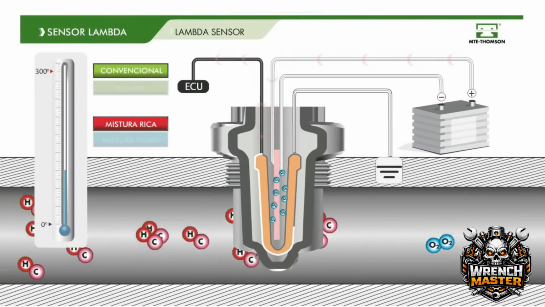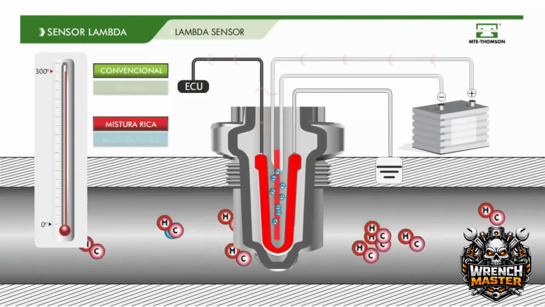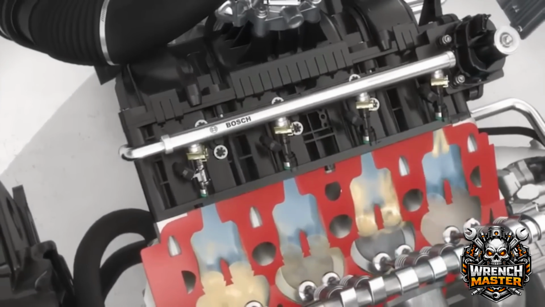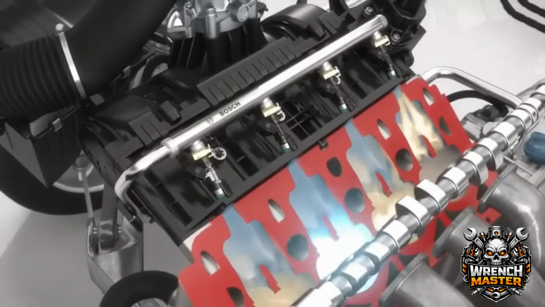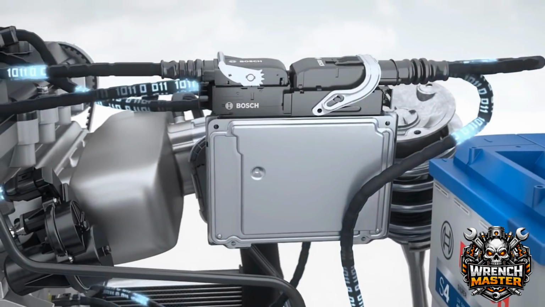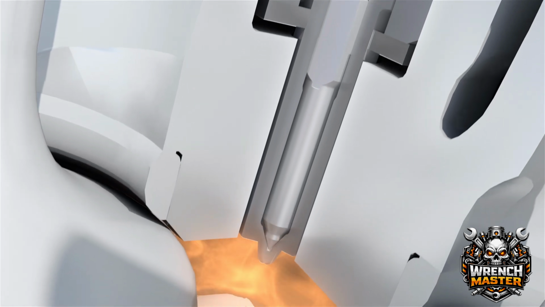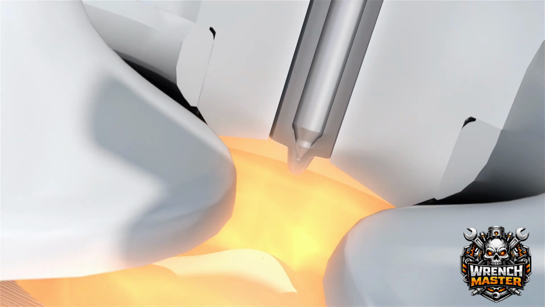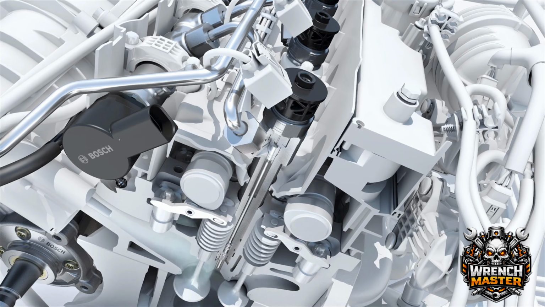If the sensor detects that the mixture is incorrect, it sends a signal to the engine control unit, ECU, so it can adjust the mixture by increasing or decreasing fuel injection as required. However, if this sensor fails, it may cause the ECU to inject more fuel than necessary because the sensor can send incorrect signals indicating a lean mixture. This results in excessive fuel injection and increased fuel consumption.